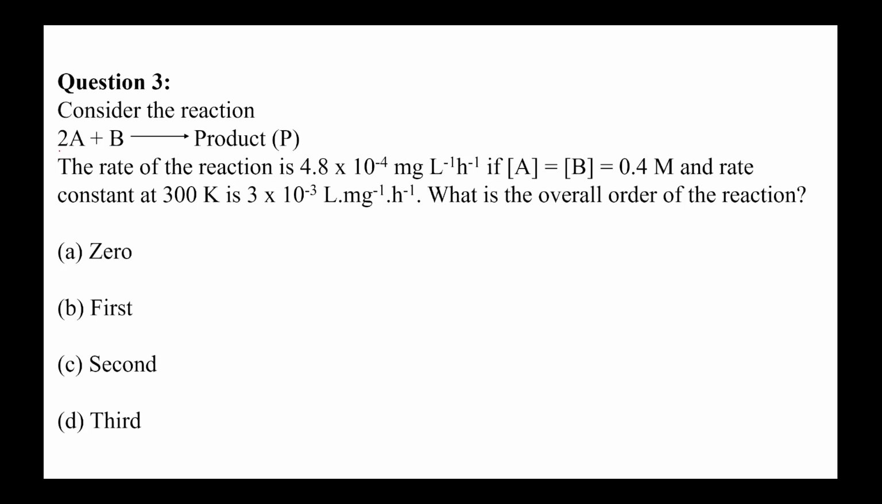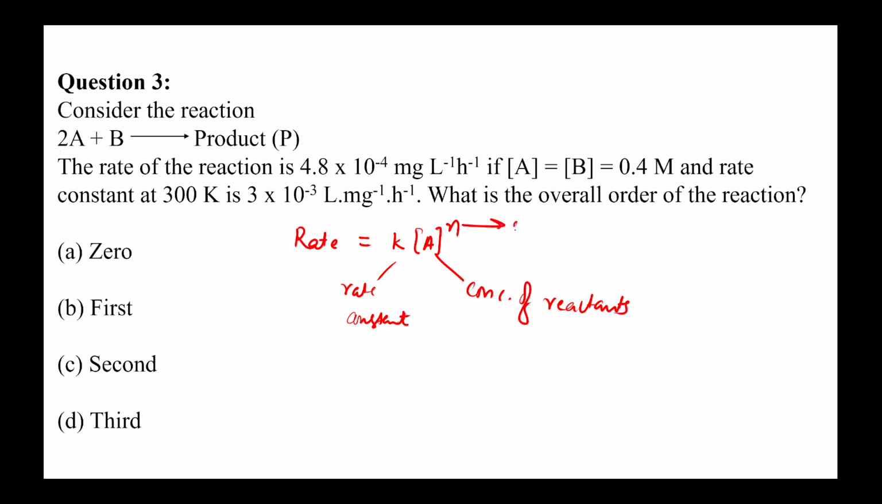So here you have the reaction given as 2A plus B goes to P. You have to find the order of the reaction. For any reaction given, I told you the rate is defined as K into the concentration of the reactants raised to the power of the order. This I've told you in the first slide. K is the rate constant, this is the concentration of reactants, and this is the order.